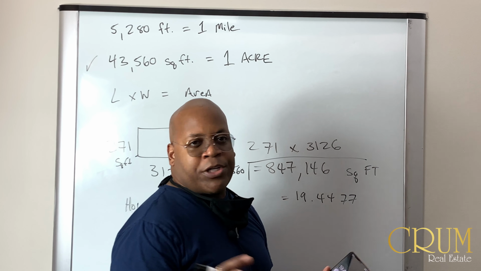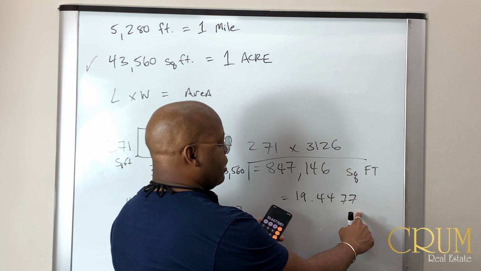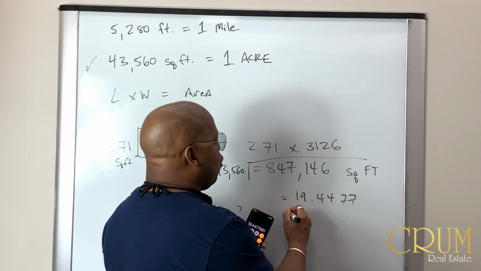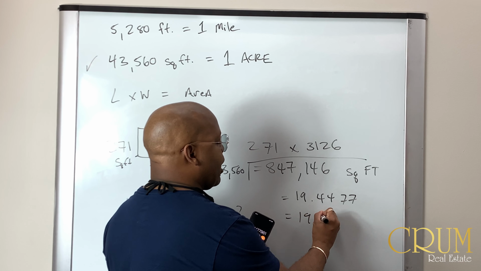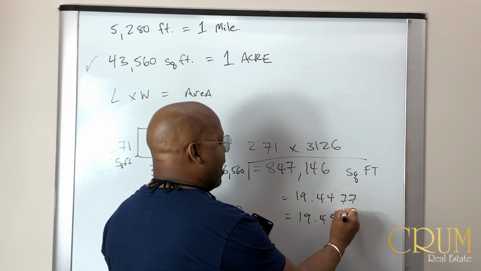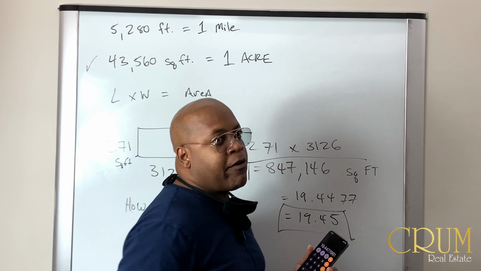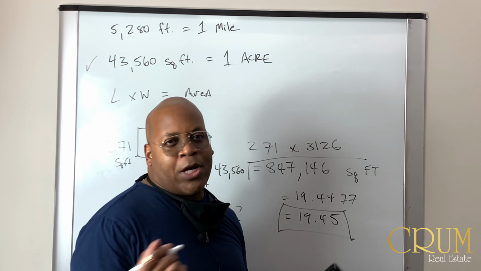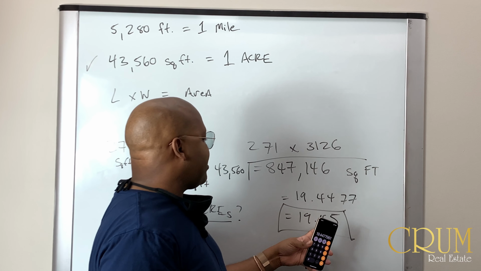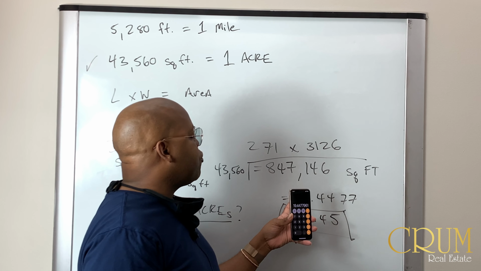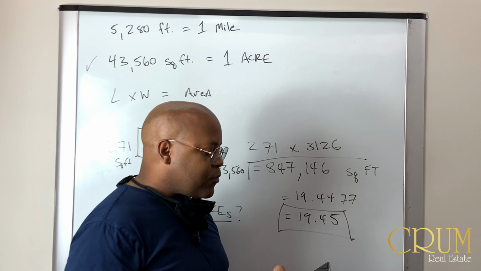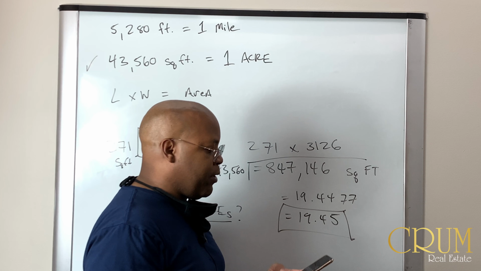They're not going to try to trick you. So either they're going to have a choice like this, or the choice is going to be 19.45. So you don't have to worry about whether or not you need to round. Either you're going to see 19.45 or you're going to see 19.44. You're not going to see both of them, all right?